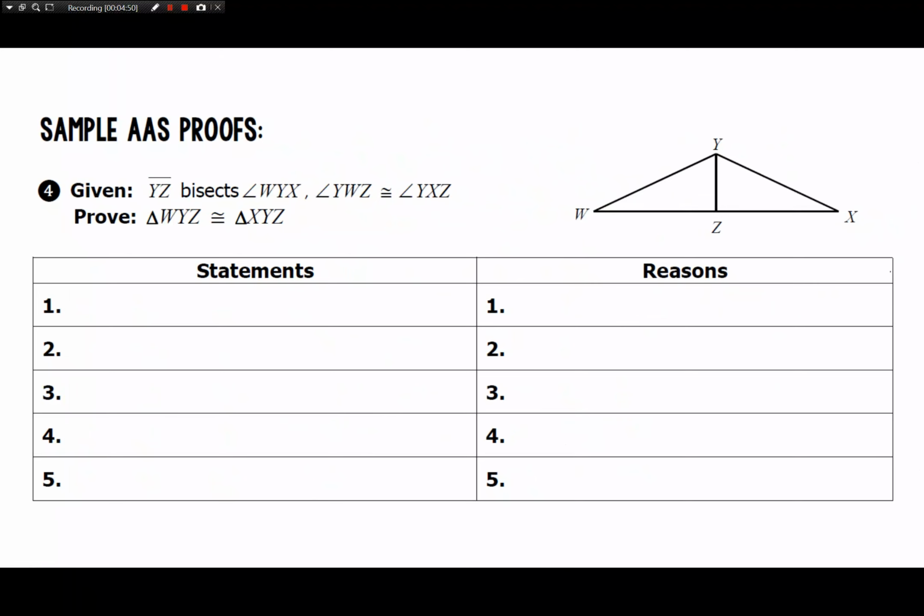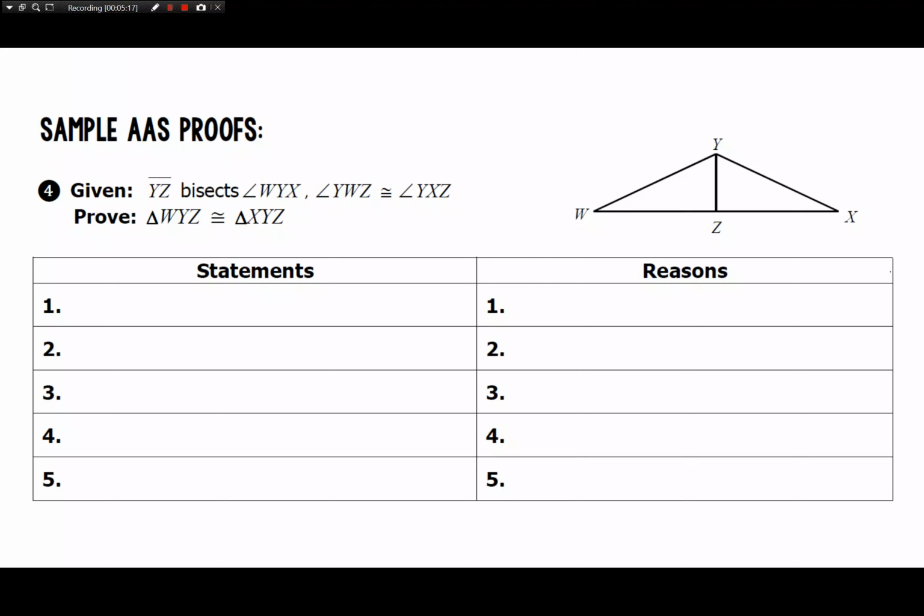Example 4 tells us that segment YZ bisects angle WYX. And we also are given that angle YWZ is congruent to angle YXZ. We're trying to prove that triangle WYZ is congruent to triangle XYZ.